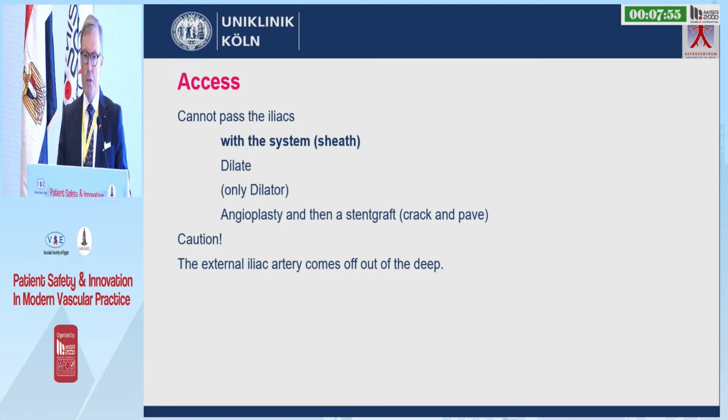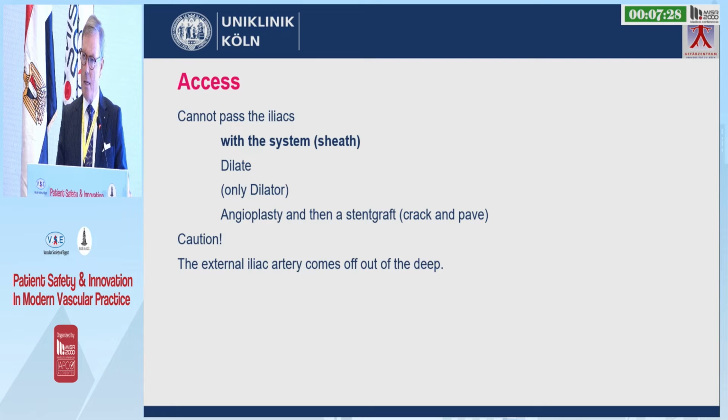If you have introduced your wire, but you cannot come up with your system, then if you have a preloaded system, you have to take that out, and you can use a dilator that is somewhat smaller in order to enlarge the vessel. If that doesn't help, do an angioplasty and place a stent graft, this so-called crack and pave technique.